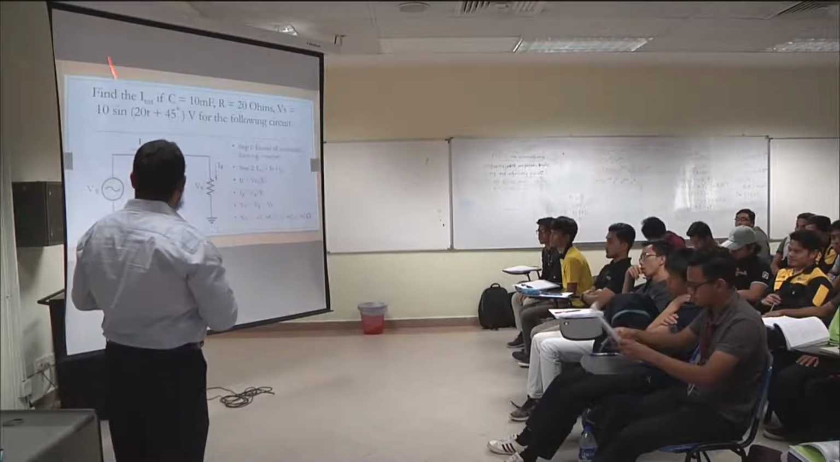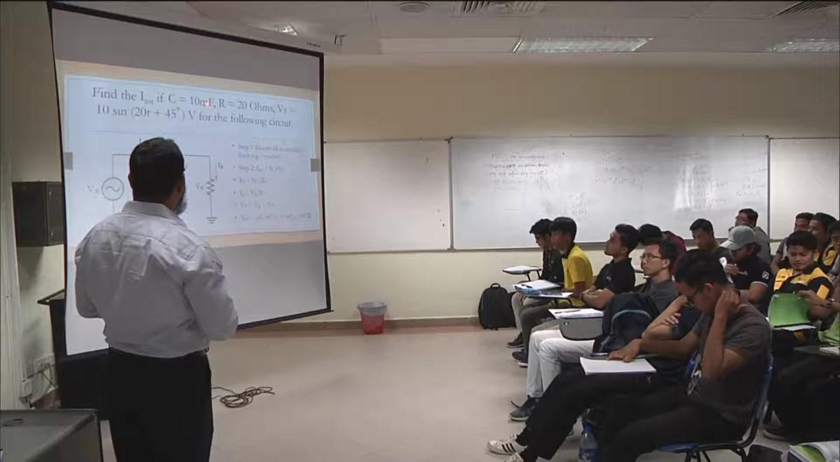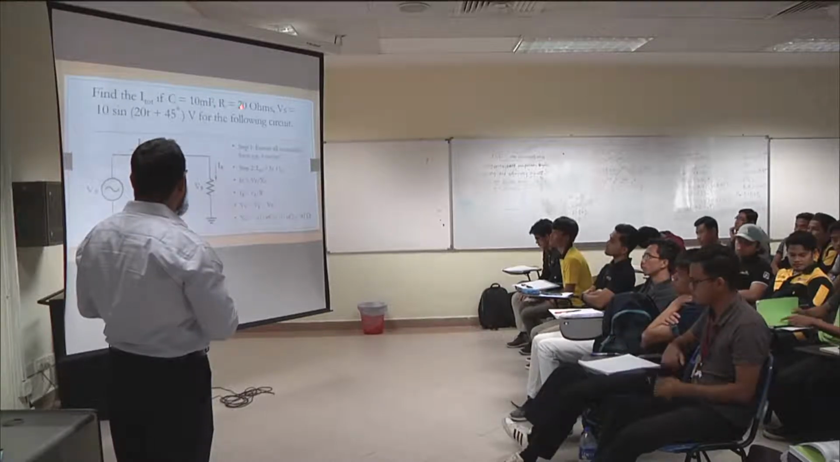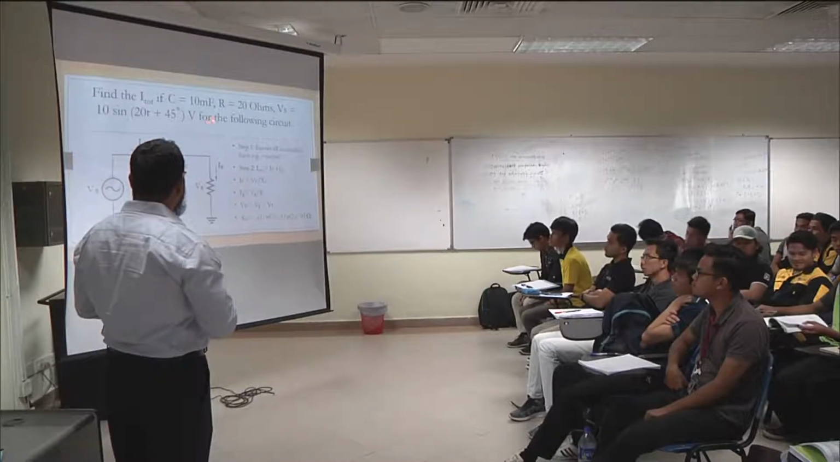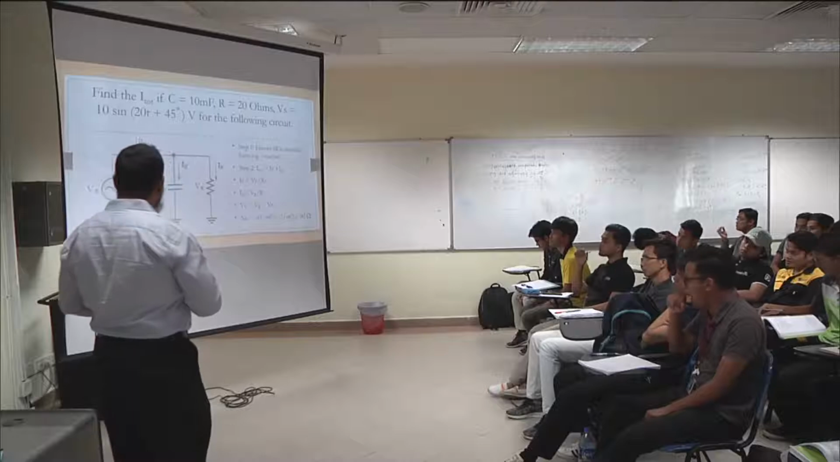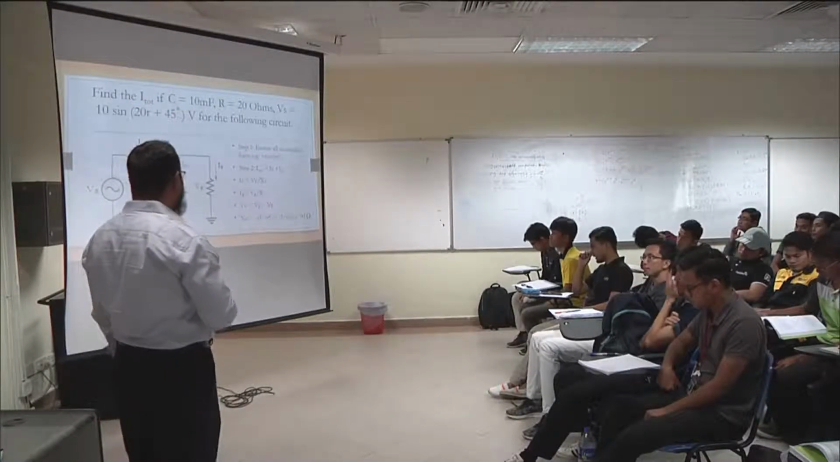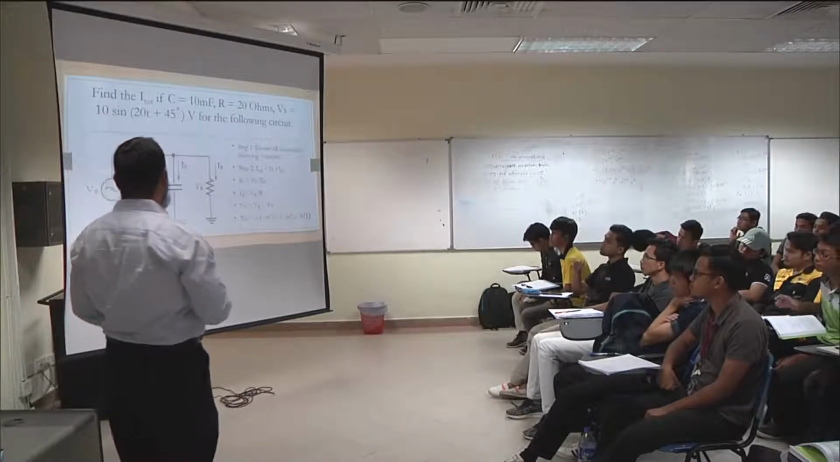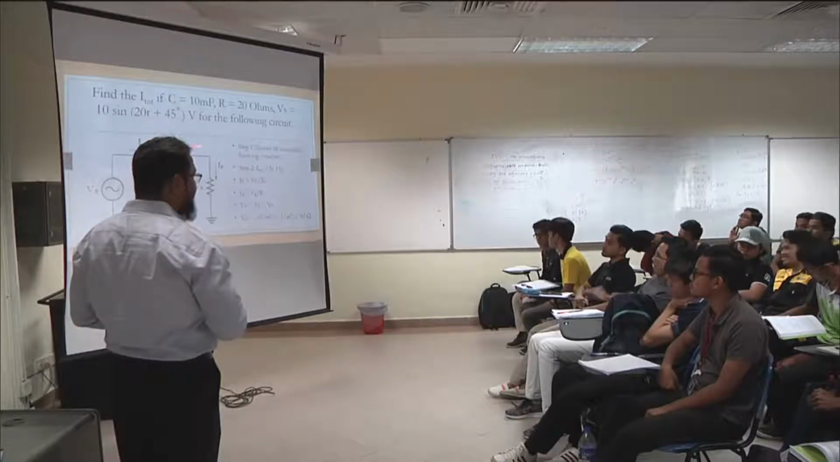All right, so let's find the I total if C is equal to 10 millifarad, R is equal to 20 ohms, and Vs is this, in volts, for the following circuit. So this is the circuit that is given, and we are supposed to find the I total. Can we do it? Yes. It's not too difficult. And the easiest way would be to do it in the phasor domain.